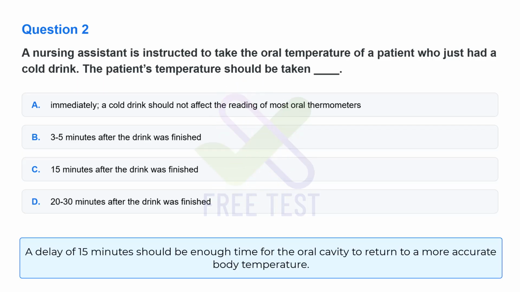The correct answer is C. 15 minutes after the drink was finished. A delay of 15 minutes should be enough time for the oral cavity to return to a more accurate body temperature.